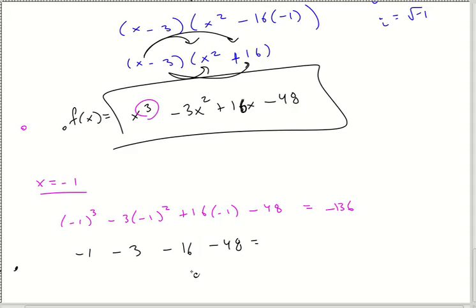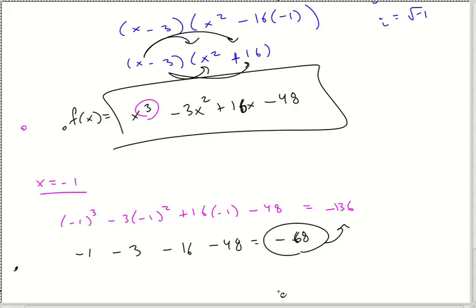That was my bad. So we got a 1, we got a 3, we got a 16, and we got a 48. And I got negative 68 out of this. Negative 68. I was supposed to get a negative 136. No wonder it's not working. My double check is not working. Where did I mess up? Well, you didn't mess up.